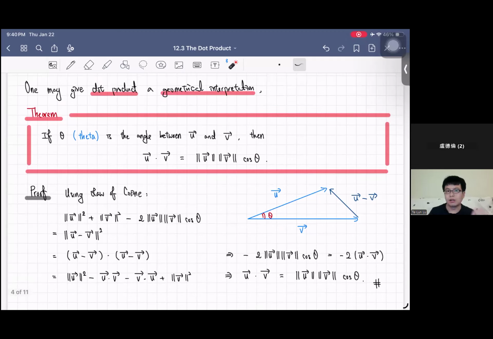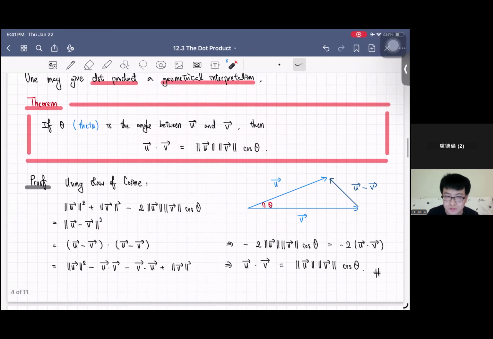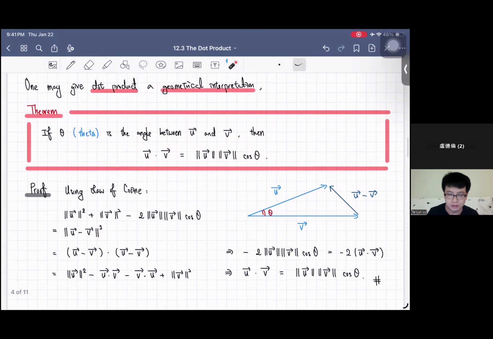Okay, so now let's restate this theorem because this is very, very important. A geometrical interpretation of this algebraic definition of dot product can be represented by this. U dot V will be the length of U times the length of V times cosine theta, where theta is the angle between U and V, defined as what we just said. Okay, so let's prove this, and let's go through the details.